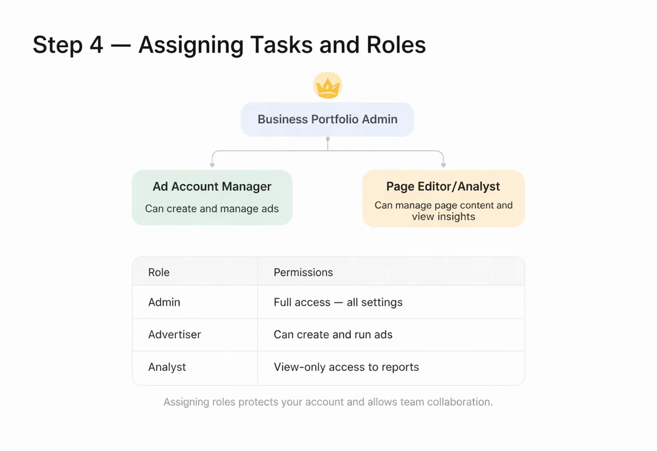The final step in this setup process is assigning tasks and roles. Once your business portfolio, page, and ad account are all set up, you can invite team members and assign them specific roles. The instructor highlights this as an important step. Not everyone on your team needs full admin access. You can give someone the advertiser role so they can create and run campaigns, or the analyst role so they can only view reports without making changes. This protects your account from accidental changes and allows multiple people to collaborate efficiently without stepping on each other's work.